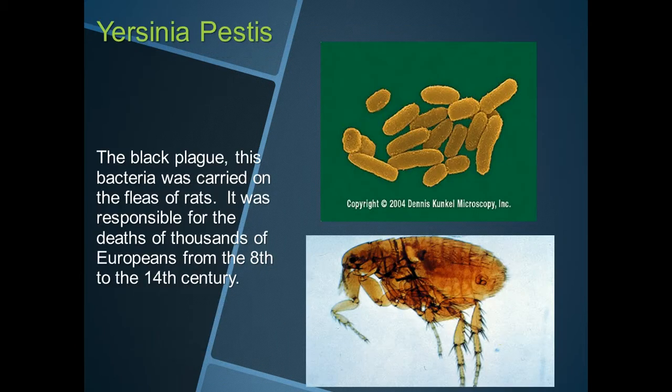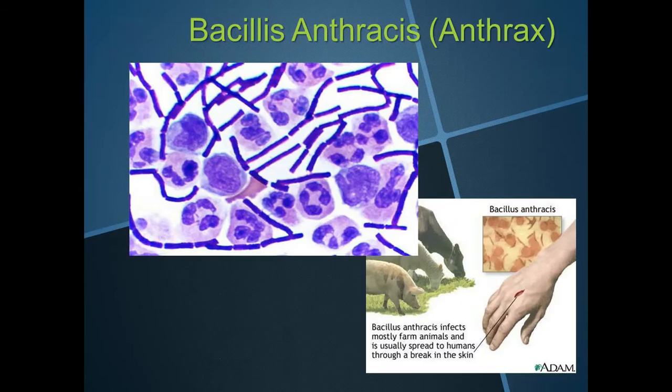Another nasty bacteria is Yersinia pestis, or Y. pestis. This is also known as the Black Plague, and this bacteria was carried on the fleas found on rats. It was responsible for the death of thousands of Europeans from the 8th to the 14th century. And Bacillus anthracis, or anthrax. This infects mostly farm animals and is usually spread to humans through some sort of break in the skin.